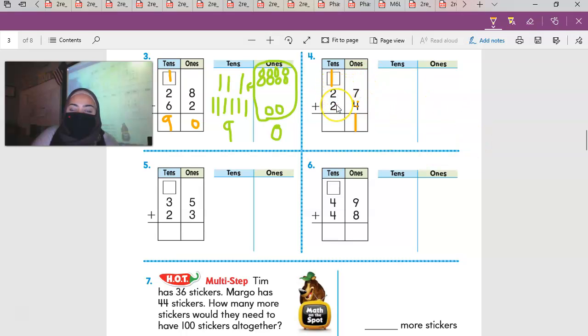Now, 2 plus 2 is? And 4 plus 1 is? No, what's 4 plus 1? 5.